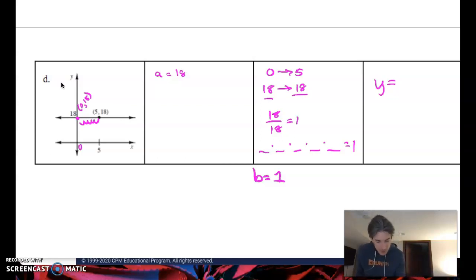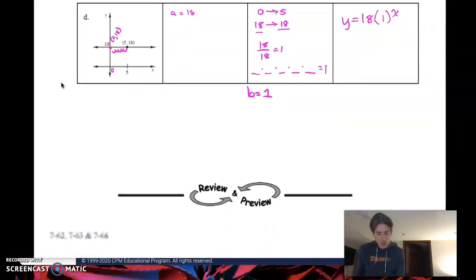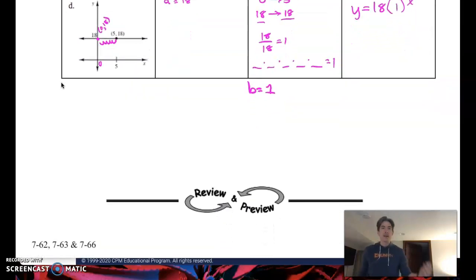So here I go. Y equals my starting value times 1 to the x power. And like I said, those checks will hold up for you. And if you don't believe me, try them out.